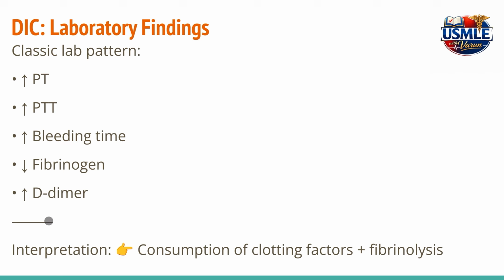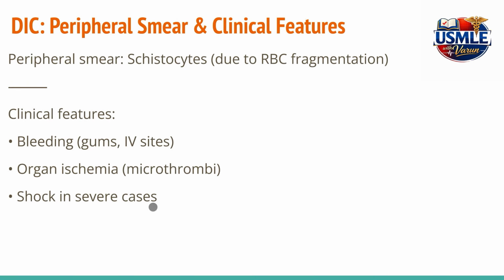So this reflects consumption of clotting factors and increased fibrinolysis. On peripheral smear, you'll see schistocytes again. Schistocytes, as I discussed in the previous module, are nothing but fragmented RBCs. Whenever you see a peripheral smear with fragmented RBCs, you need to understand that they can be schistocytes. The schistocytes are characteristically seen in cases of disseminated intravascular coagulation.